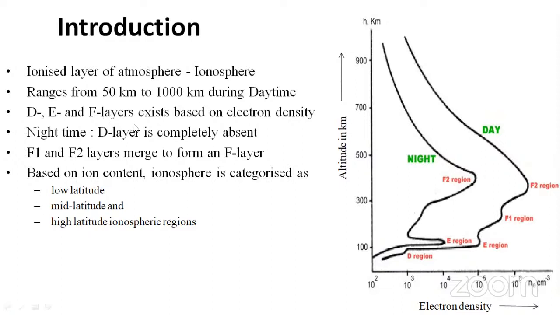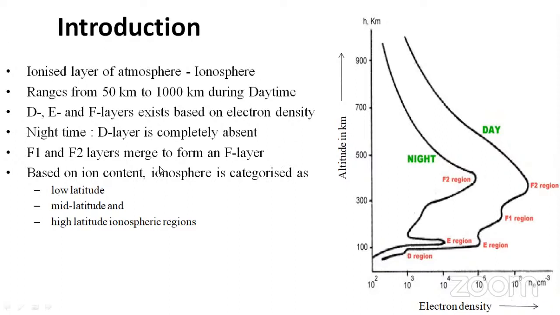The ionosphere is divided into three major regions, that is D layer, E layer, and F layer, based on the electron density profile. During the daytime, F layer is further divided into F1 layer and F2 layers, whereas during the night time, D layer is completely absent and F1 and F2 layers merge to form an F layer. This you can see in this figure, where y-axis represents the altitude in kilometers and x-axis represents the electron density, concentration of electrons.